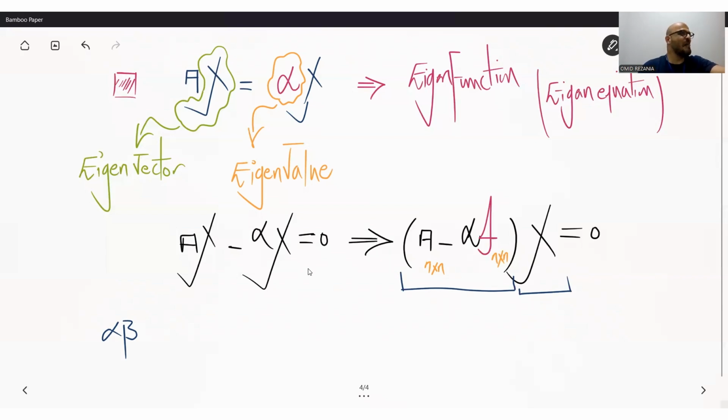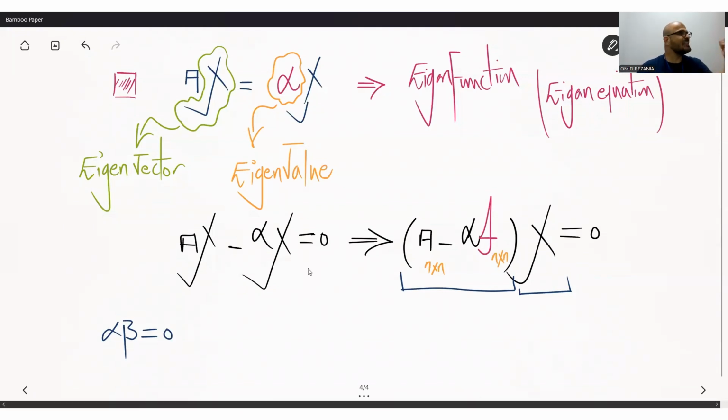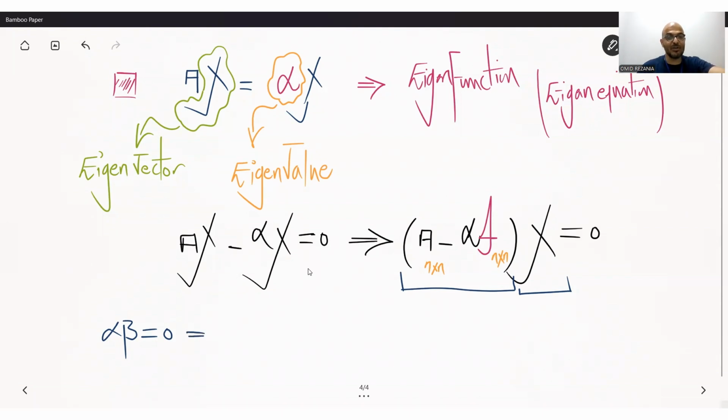Now look at this one. Alpha times beta becomes what? Becomes zero. Now you have two expressions multiplied to become zero. Alpha times beta becomes zero. What did we learn from elementary school? That we can conclude two things: either alpha becomes zero or beta becomes zero. You remember that from elementary school?